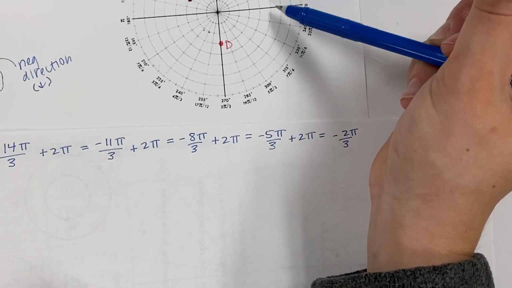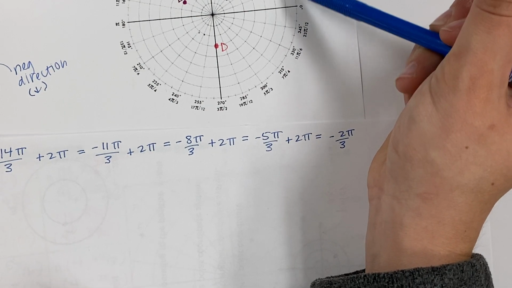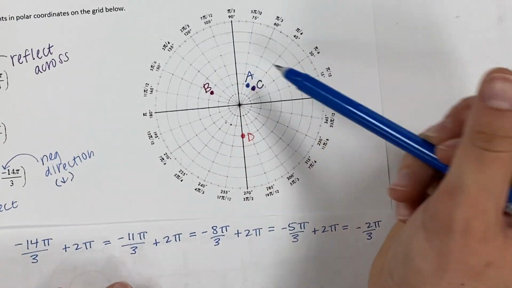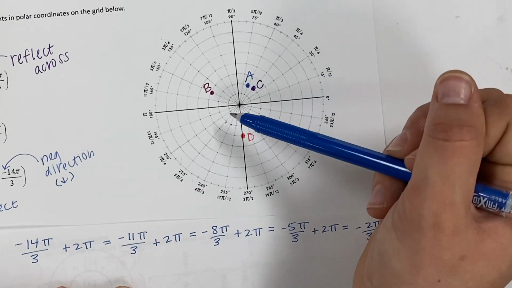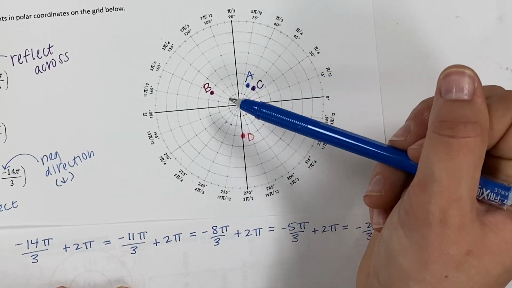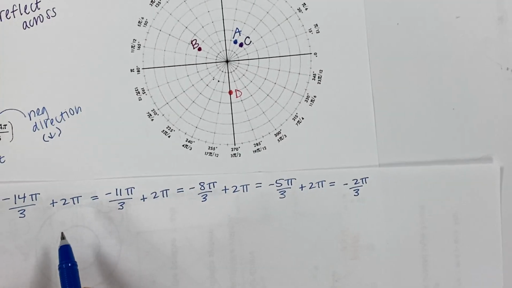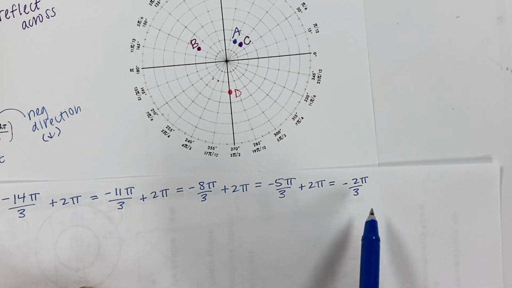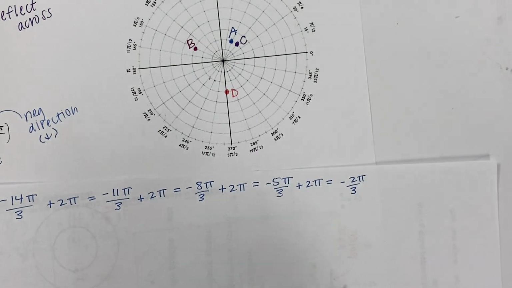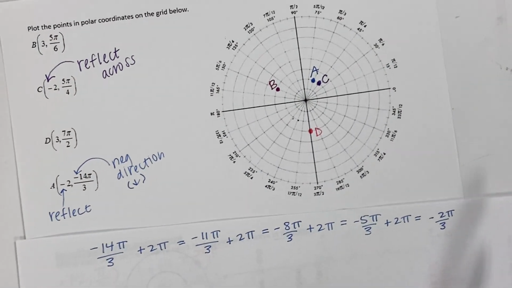If I'm going -2 pi over 3, instead of going here, I went here. And that's where I landed, but I had to jump across. That's why it's on the other side, because the 2 is negative. So you could find who's coterminal and be good to go, or just count around the circle like I did.